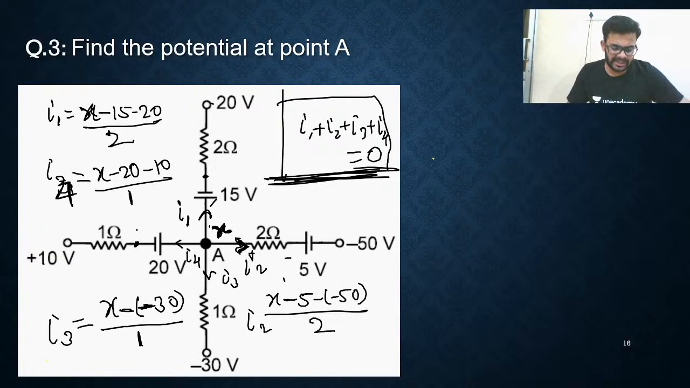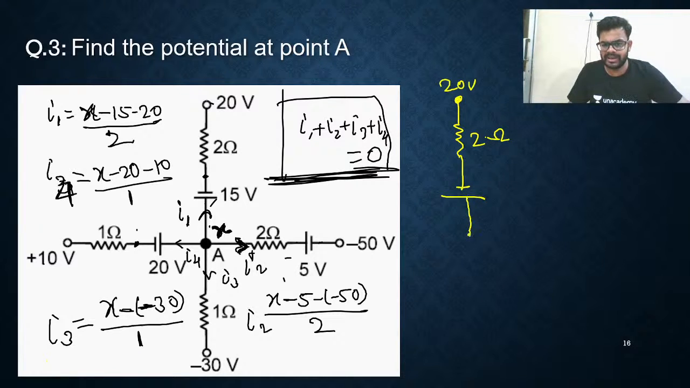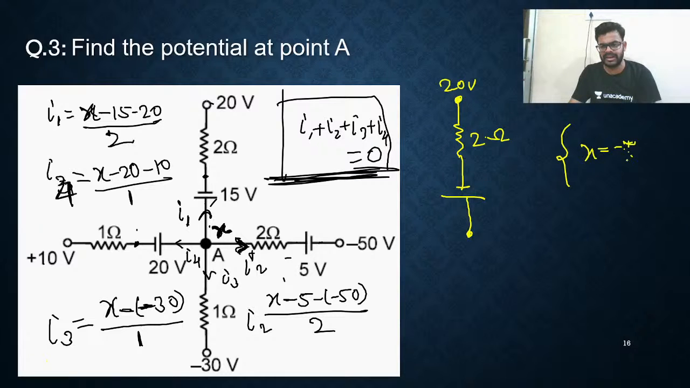Okay, so I am explaining this again with the help of the second method. Listen. This is 20 volt. This is 2 ohm. I'm just giving an idea, not solving completely, because we have already solved it. So I1 plus I2 plus I3 plus I4, just add all of this and you will get the value of X. And what value of X are you getting? X is equal to minus 5 by 3 volt.